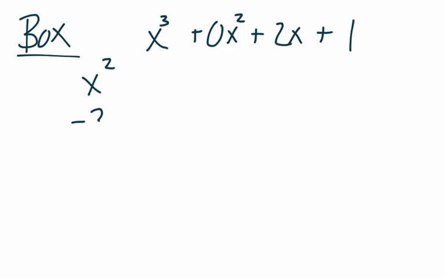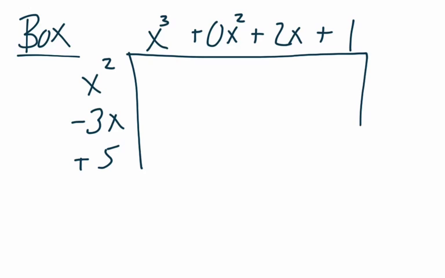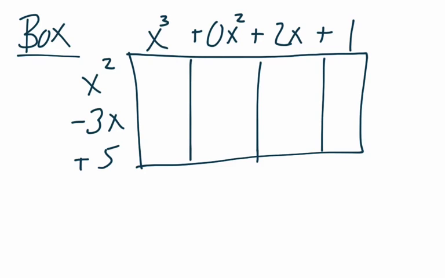So now, the way the box method works is you do one polynomial across the top of the box and one polynomial going down. So we have x to the third plus 0x squared plus 2x plus 1, and then x squared minus 3x plus 5 is the other one. You create a box, and then you will multiply.